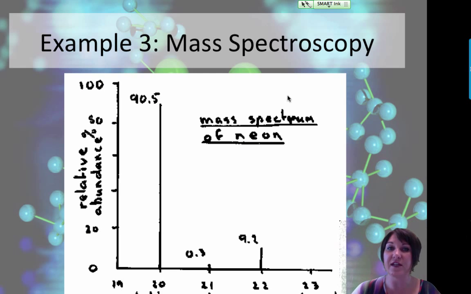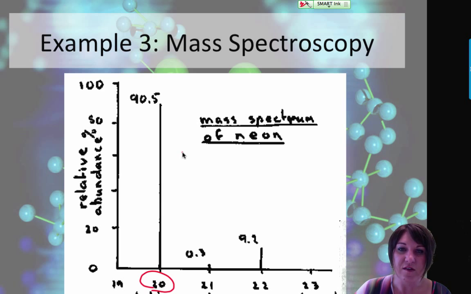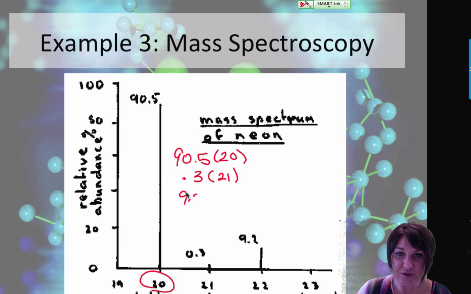Let me show you another technique. Some other kind of data you might see is that we'll use mass spectroscopy to generate this graph of the relative abundance. So here's the mass spectrum of neon, and we see, comparatively speaking, the tallest line is at 20 AMUs. So 90.5% of the atoms of neon weigh 20 AMUs, and only 0.3% weigh 21. And then 9.2% of the neon atoms weighed 22.